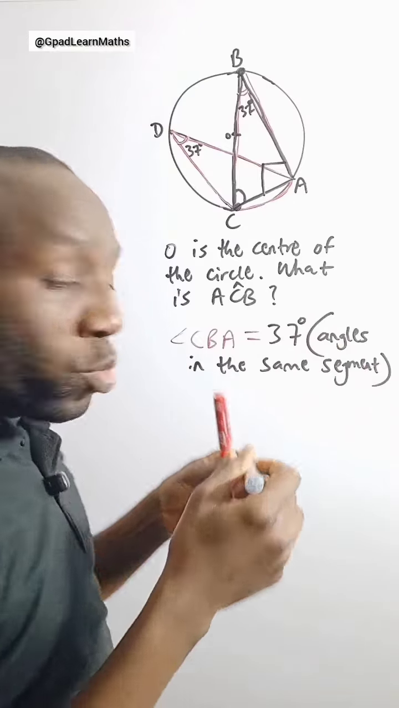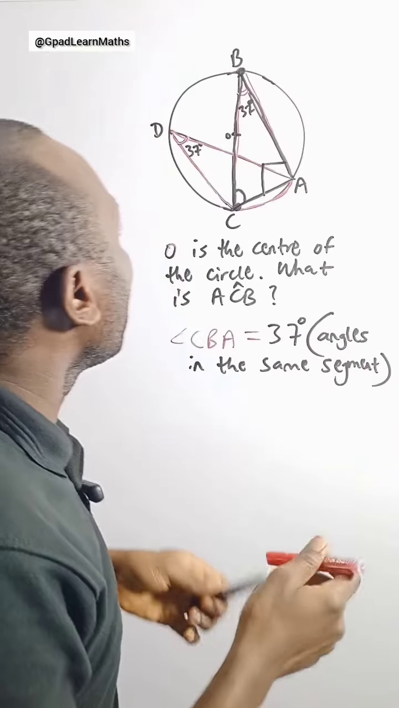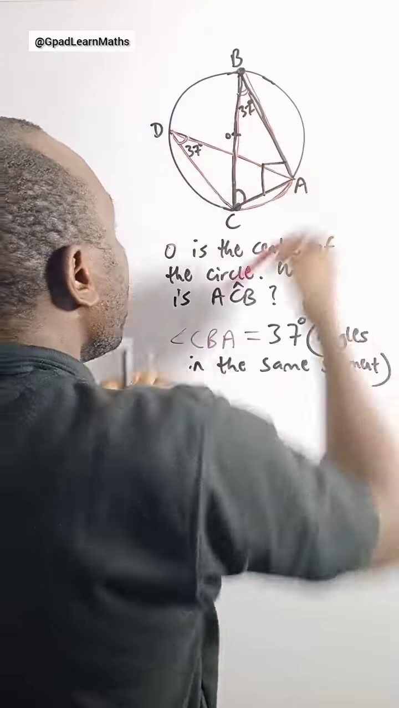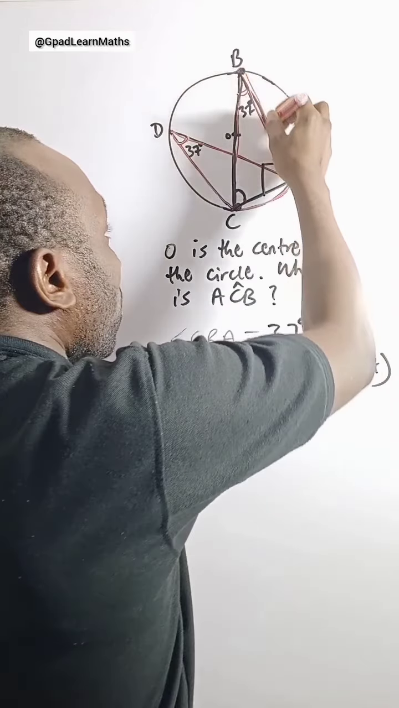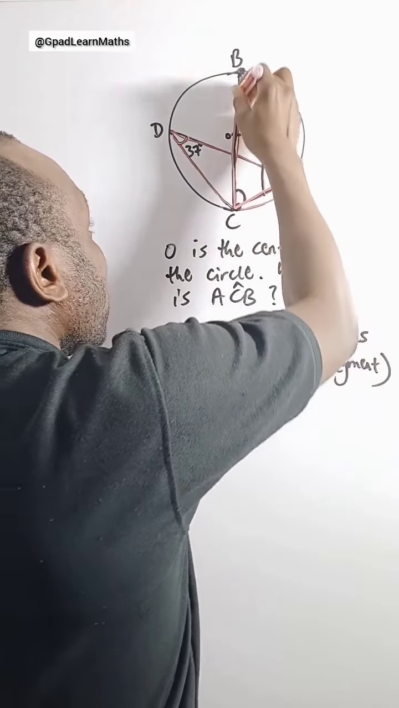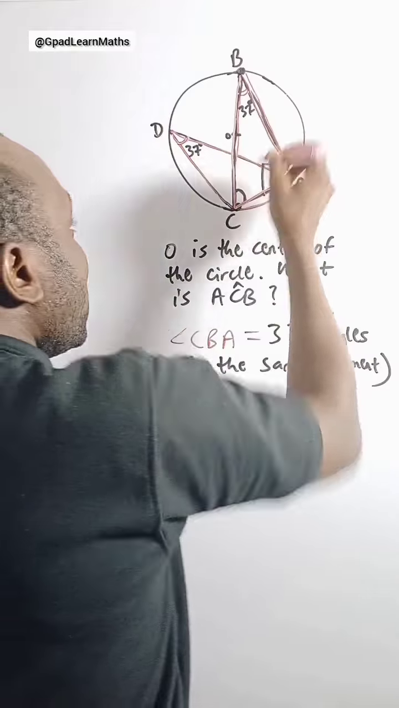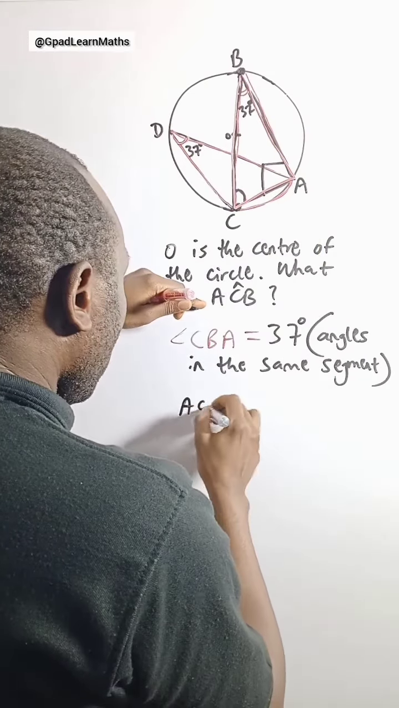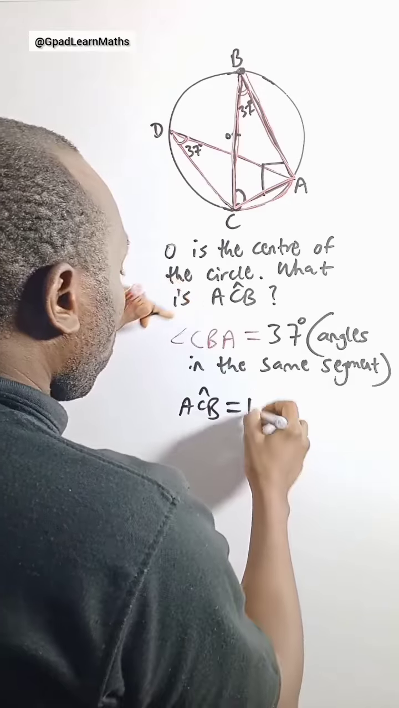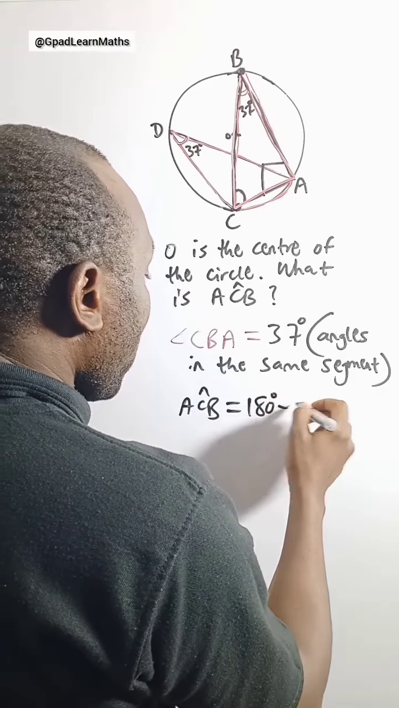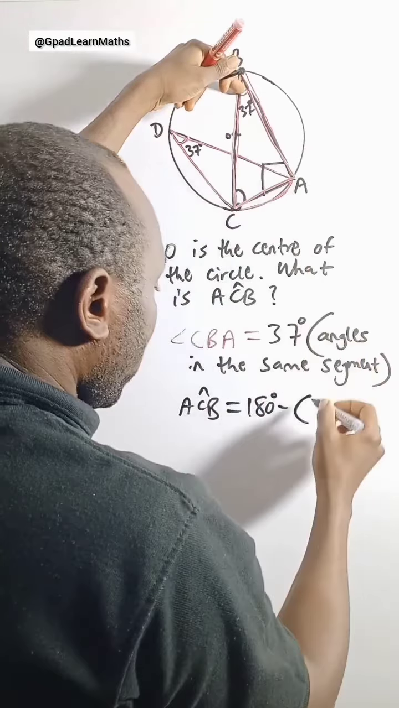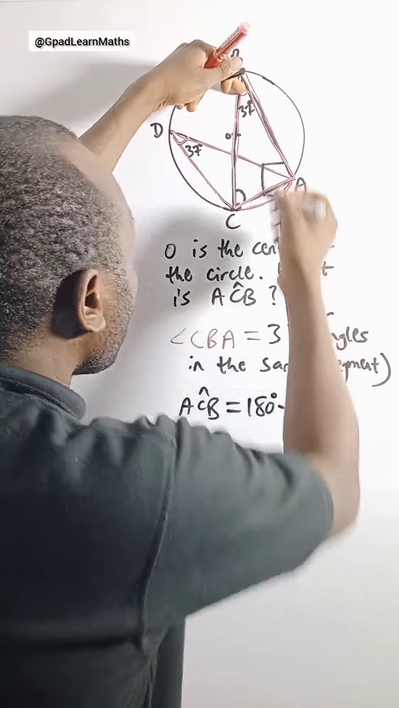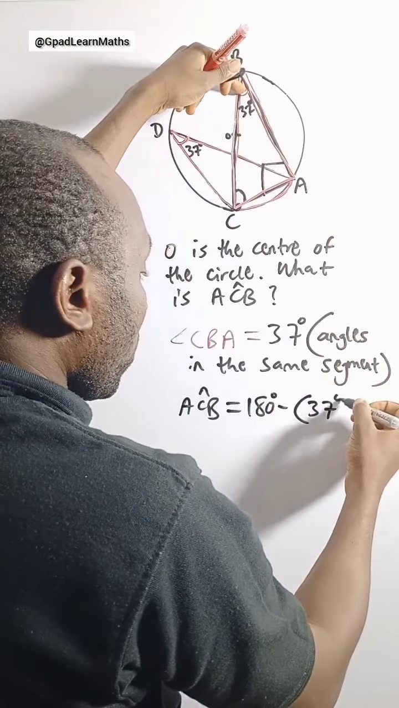Now, we already have two angles in the triangle. Where is the triangle? BCA is a triangle. All right. So what does that tell you? That if this is 90, angle ACB will be equal to 180 degrees minus the sum of the other two angles, 37. Or you can just subtract 37 from 90. That will give you the other one.